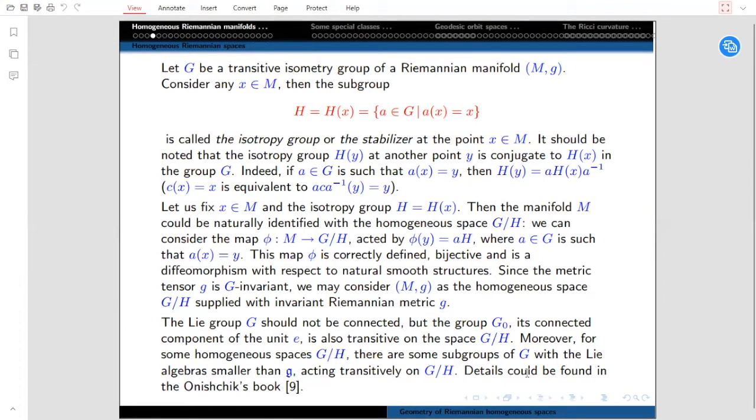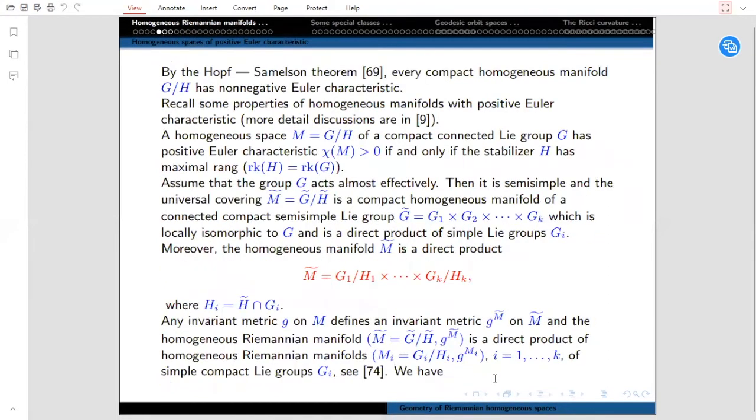Details could be found in the very well-known books of Besse, for example. By the Hopf-Samelson theorem, every compact homogeneous manifold G/H has non-negative Euler characteristic. Therefore, we have a serious restriction. Some very well-known two-dimensional surfaces could not be homogeneous because they have negative Euler characteristic. Recall some properties of homogeneous manifolds with positive Euler characteristic.